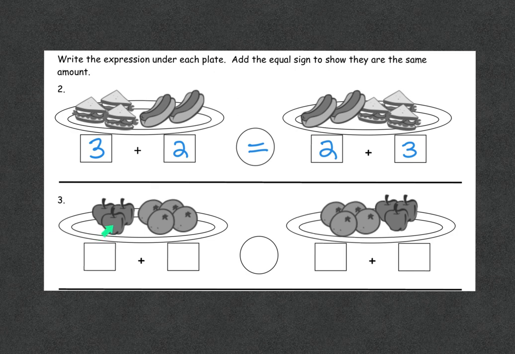This time we're going to be counting fruit. Here we have 1, 2, 3 apples. And 1, 2, 3, 4 oranges. In the second picture, we have 1, 2, 3, 4 oranges. And 1, 2, 3 apples. By switching the 3 and the 4, we can see that we still have 3 plus 4 is equal to 4 plus 3.